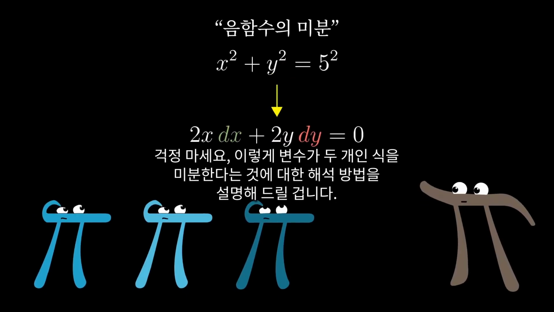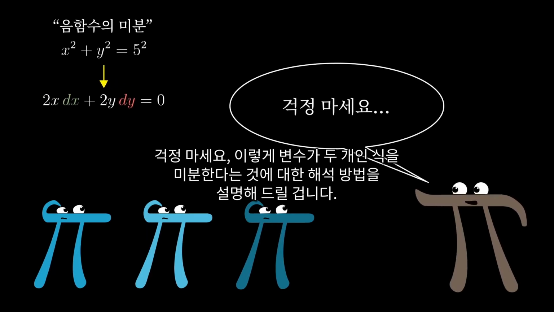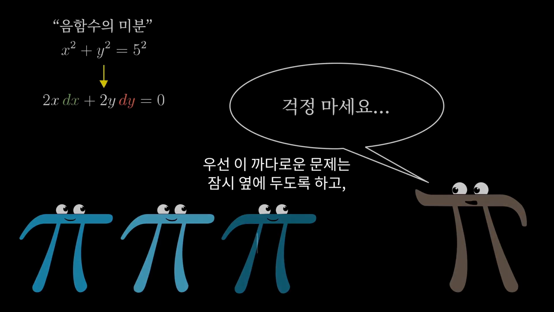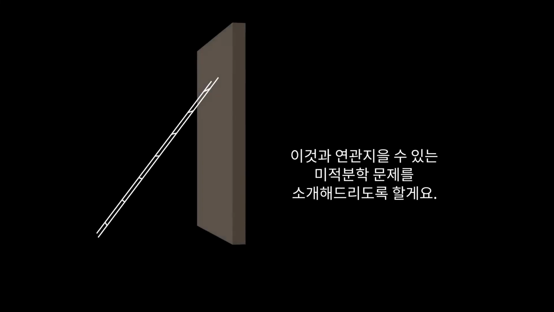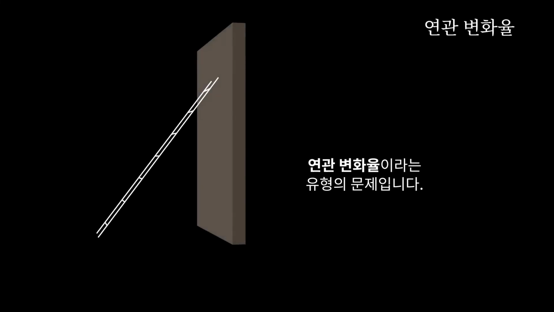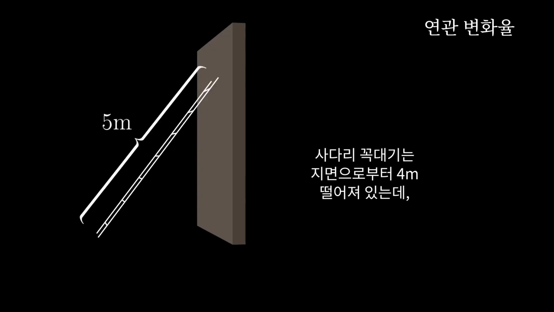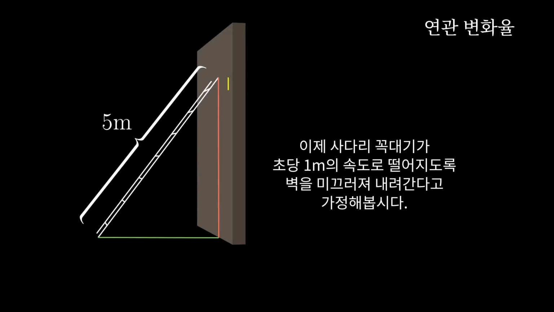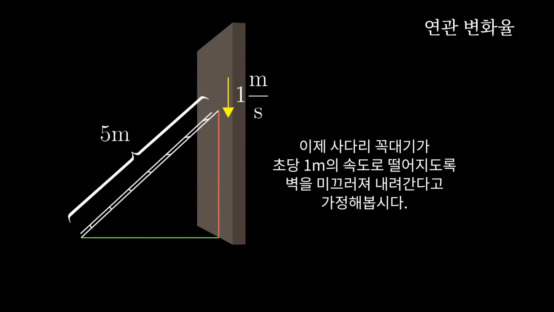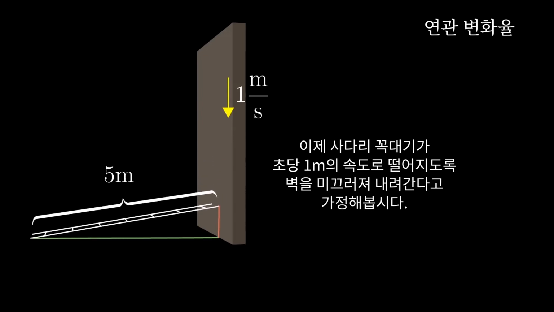And don't worry, I have an explanation for how you can interpret taking a derivative of an expression with two variables like this. But first, I want to set aside this particular problem and show how it's connected to a different type of calculus problem, something called a related rates problem. Imagine a 5-meter long ladder held up against a wall where the top of the ladder starts 4 meters above the ground, which by the Pythagorean theorem means that the bottom is 3 meters away from the wall. And let's say it's slipping down in such a way that the top of the ladder is dropping at a rate of 1 meter per second.